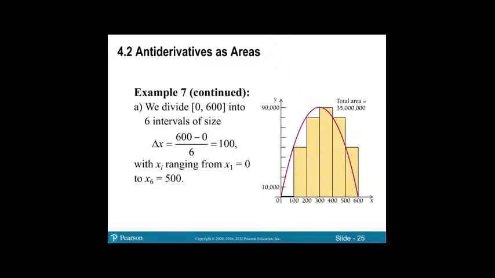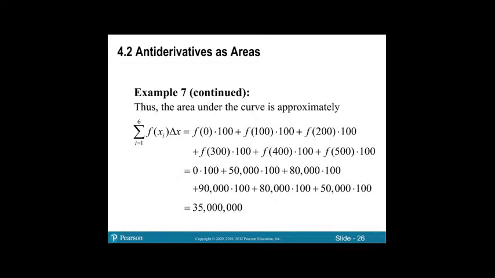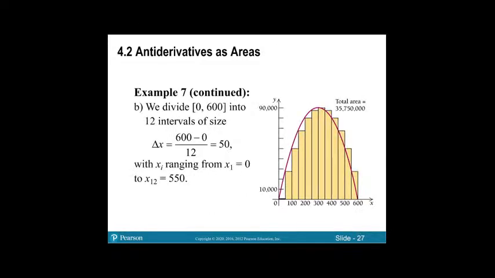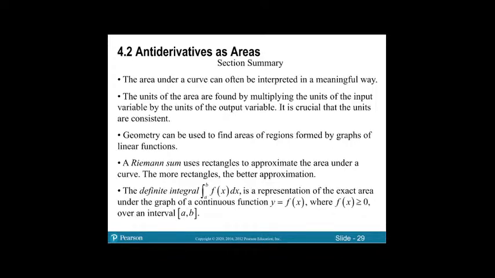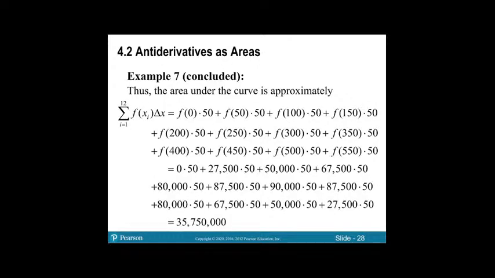So you see the graph was the same thing that we got. 35 million. That's exactly what we got. And then into 12, so each one was 50. And 550 was the last one. And the total area you see there is 35,750,000. It's pretty cool. You see it here. Okay. Oh, I thought they were going to go into an analysis. But yeah, that was it. That wasn't too bad. Okay. That was fun.